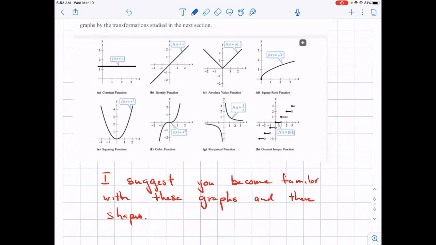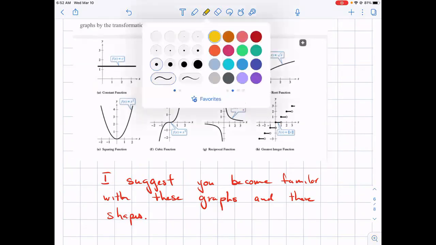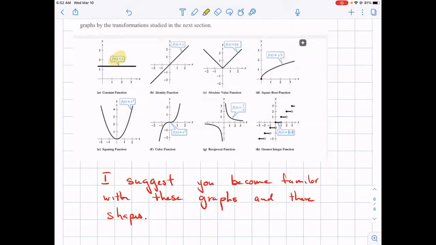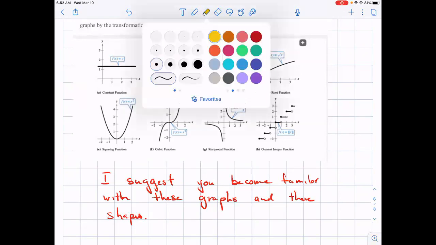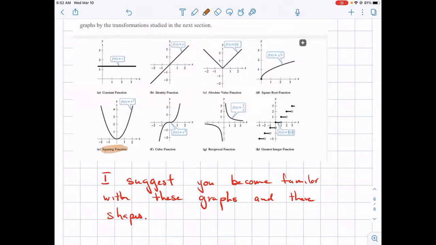So if I ask you about the identity function, you should know that the identity function is this one here, right? The y-intercept is 0, 0. If I ask you about the constant function, you should know that the constant function can be this one here. So let's just go through some of them. The next one I'll talk about is the squaring function.